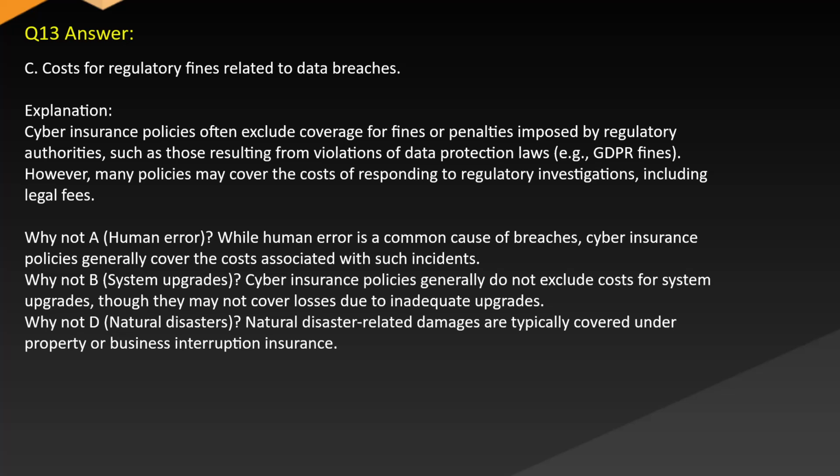Human error. While human error is a common cause of breaches, cyber insurance policies generally cover the costs associated with such incidents. System upgrades. Cyber insurance policies generally do not exclude costs for system upgrades, but they may not cover losses due to inadequate upgrades. Natural disasters. Natural disaster-related damages are typically covered under property or business interruption insurance.